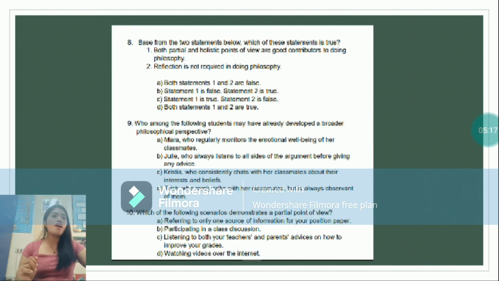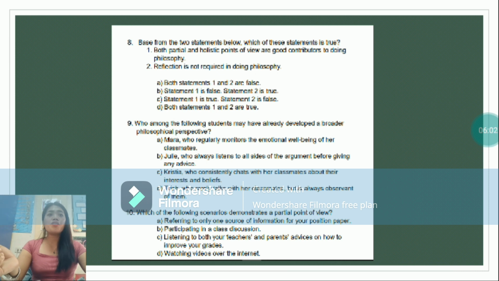Okay, let's proceed to number 8. Based from the two statements below, which of the statements is true? Number 1, both partial and holistic points of view are good contributors to doing philosophy. Number 2, reflection is not required in doing philosophy. We have there the choices. A, both statements 1 and 2 are false. B, statement 1 is false, statement 2 is true. C, statement 1 is true, statement 2 is false.